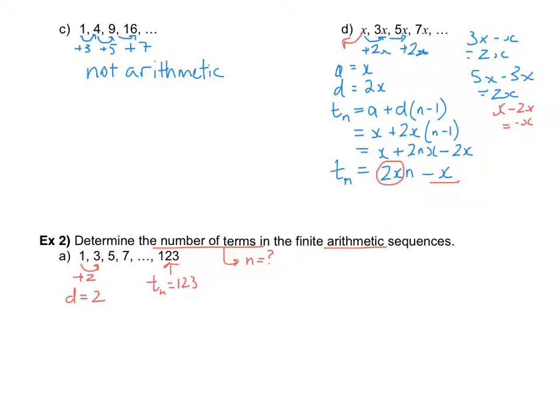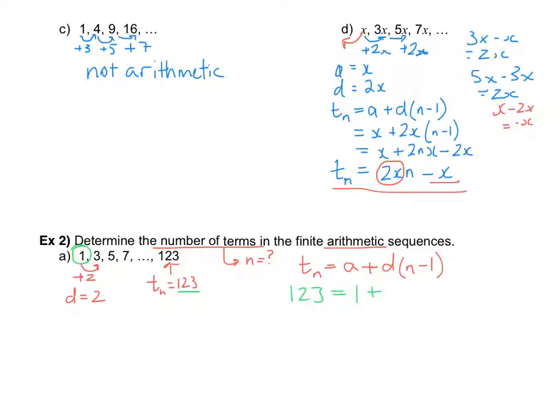So if I go with this formula for my arithmetic sequence, I know that term n is equal to a plus d times n minus 1. And what I want to do is sub in what I know and solve for n. I know term n has a value of 123. So my Tn is equal to 123. My a value is my first term, which is a 1.